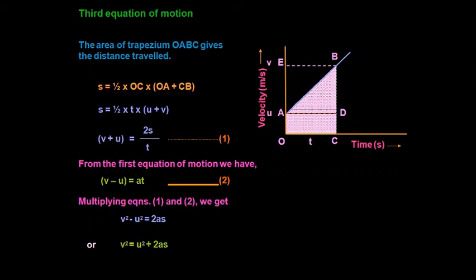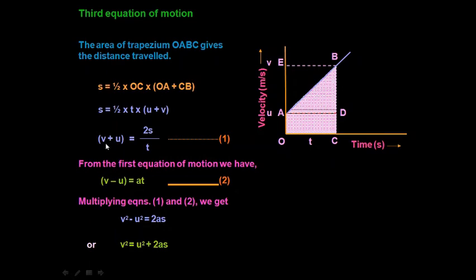And we have already derived the first equation of motion, that is v is equal to u plus at. We can also write it in this form, v minus u is equal to at. So multiplying equations 1 and 2, we get v square minus u square is equal to 2as, because left hand side will be multiplied with left hand side, right hand side with right hand side.